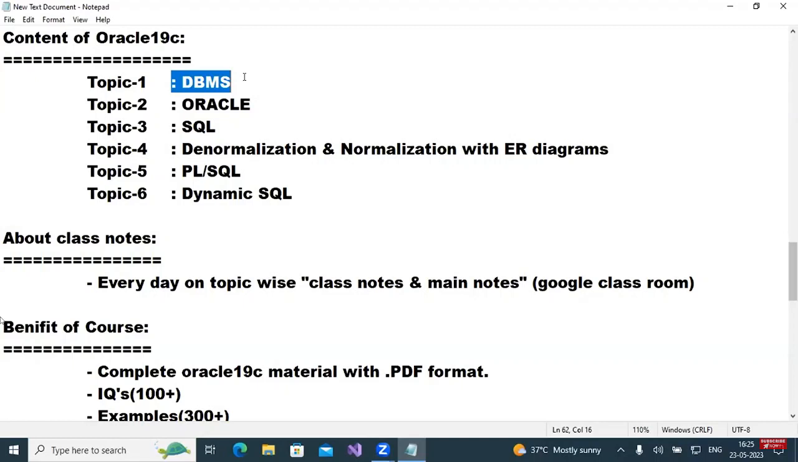If it is different, what kind of differences are there? If it is the same, nothing to worry. Okay? Right. So now, after getting some history about database management systems, we enter into the Oracle classes.